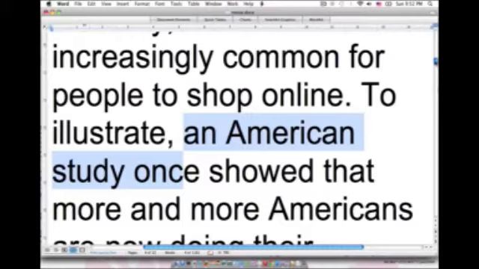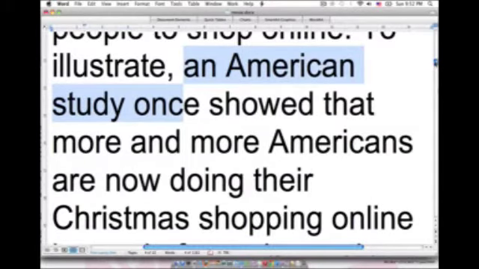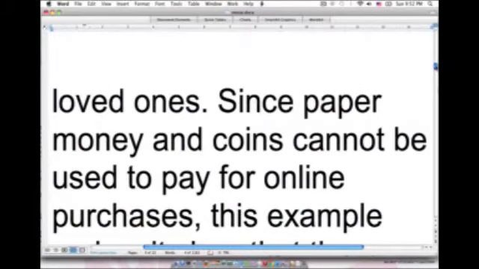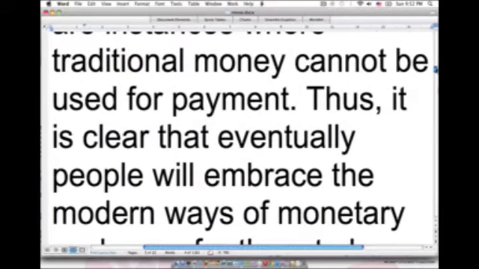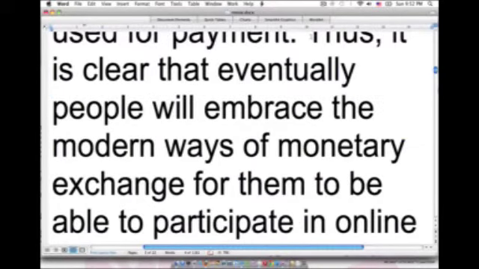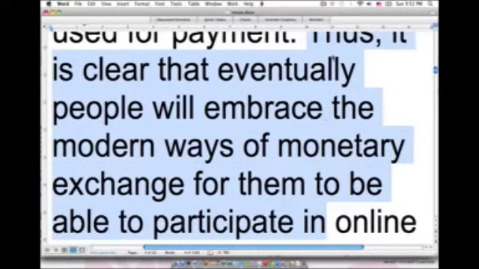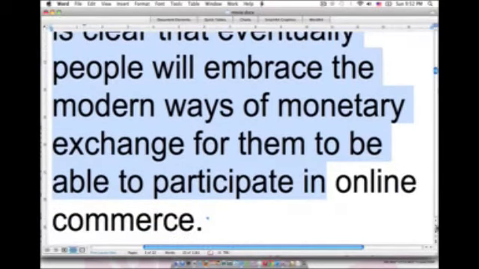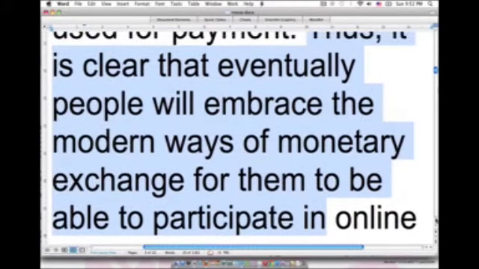If you're new to essay writing, please take note during this video. At the end of each of the supporting paragraphs, the student references their thesis. Let's take a look. Now this is the end of the first supporting paragraph. Okay, let's read it. "Thus, it is clear that eventually people will embrace the modern ways of monetary exchange for them to be able to participate in online commerce." This is a direct reference back to the thesis, which states that people will take on electronic forms of payment in place of physical money. Okay, so a direct reference back to the thesis.